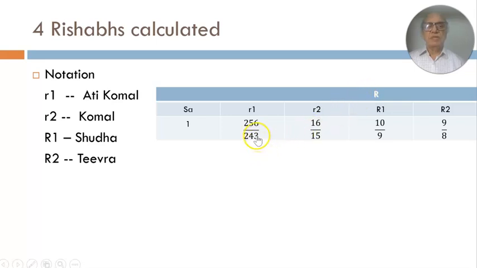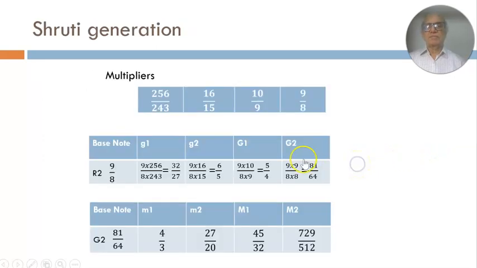Now using these ratios, remember we started with a reference note of SA, that was 1, and multiplied this by each of these ratios and got our notes. Now to get the 4 Gandhas, we'll start with 9 by 8 and multiply by these 4 ratios in order to get the Gandhar notes. So these are our basic multipliers: 256 by 243, 16 by 15, 10 by 9 and 9 by 8.